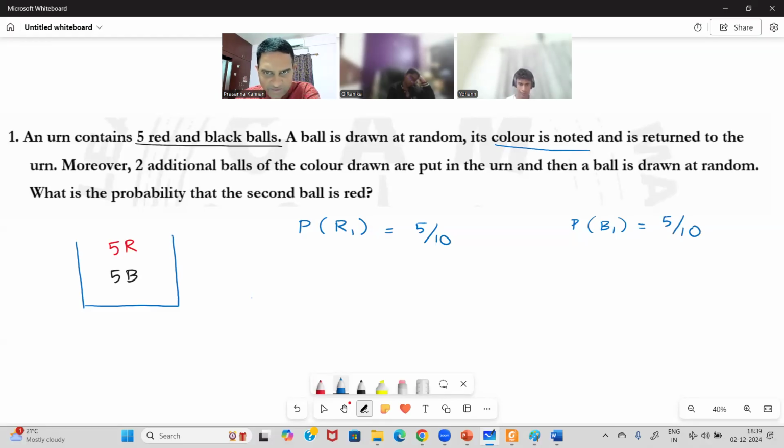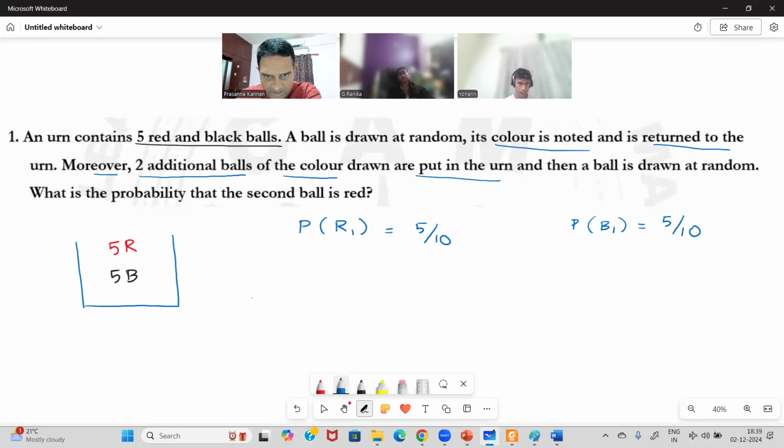Now, Ranika, you can answer this question. The moment I take a ball and I note the color, what am I going to do to the urn? 2 additional balls are added. 2 additional balls of that color are put into the urn. Is it clear? Yes, sir.